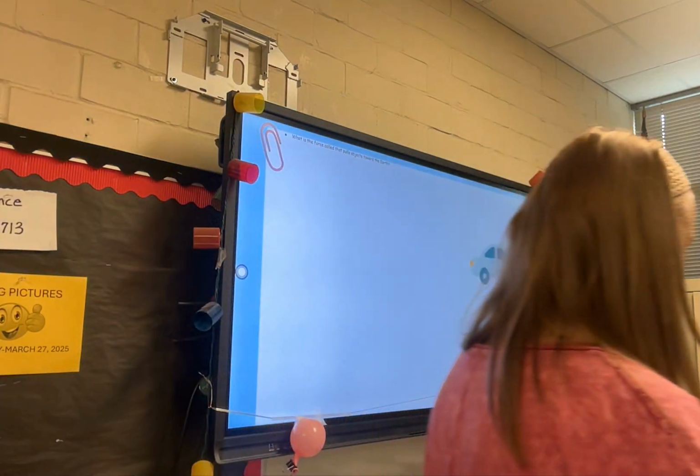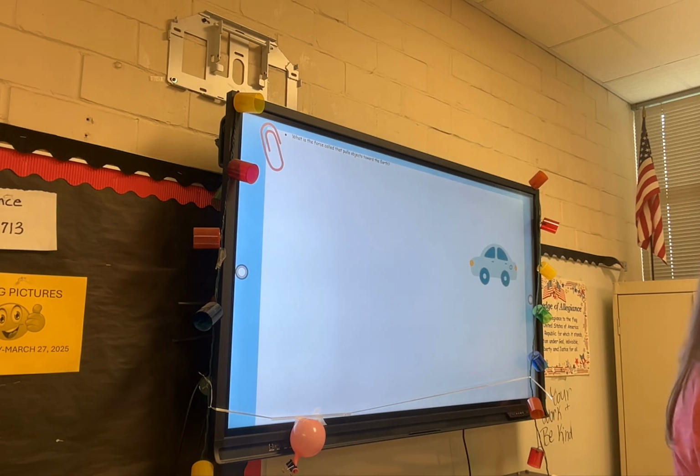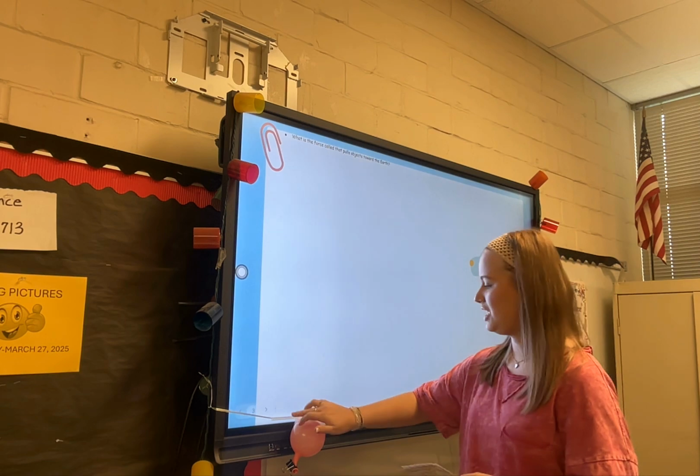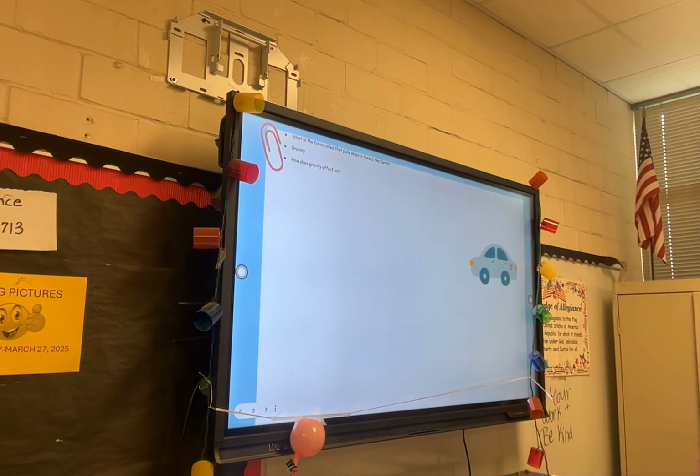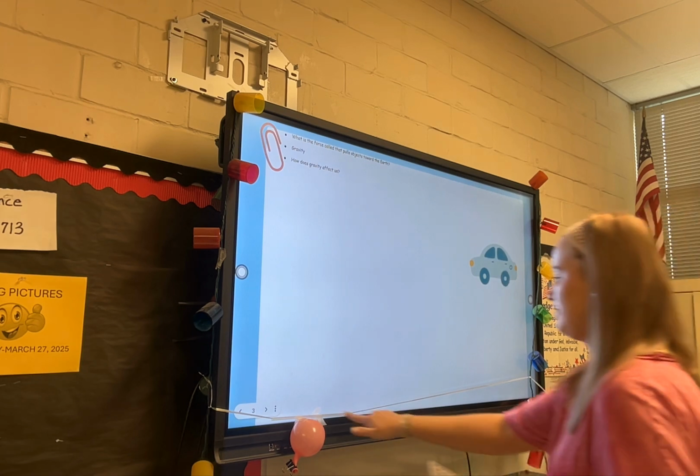What is the invisible force that pulls objects or keeps us on the ground? Hendrix. Gravity. Because we talked about that yesterday, right? Yes? No? Maybe? Yes. All right. How does gravity affect us? What does gravity do to us? Jesse? Gravity keeps us on the ground. Yes, it does not let us fly.